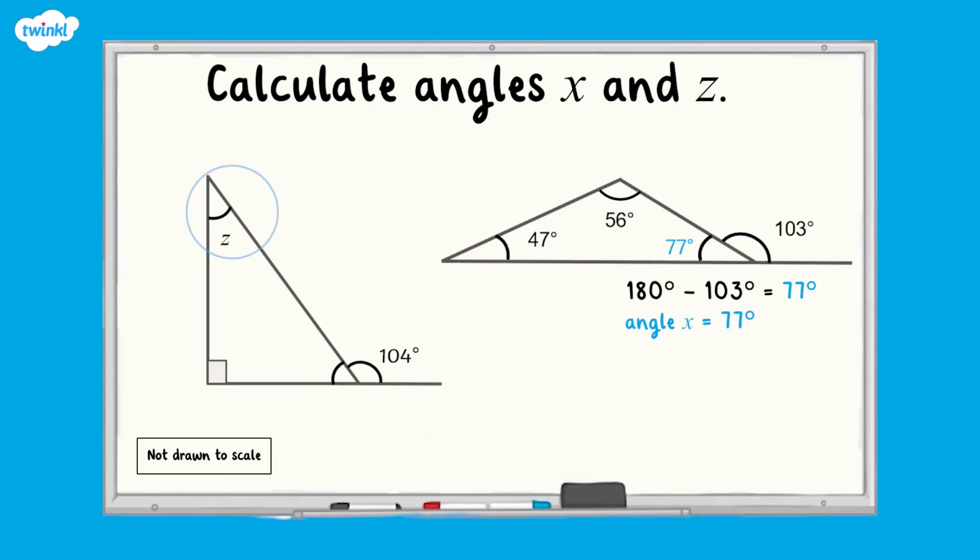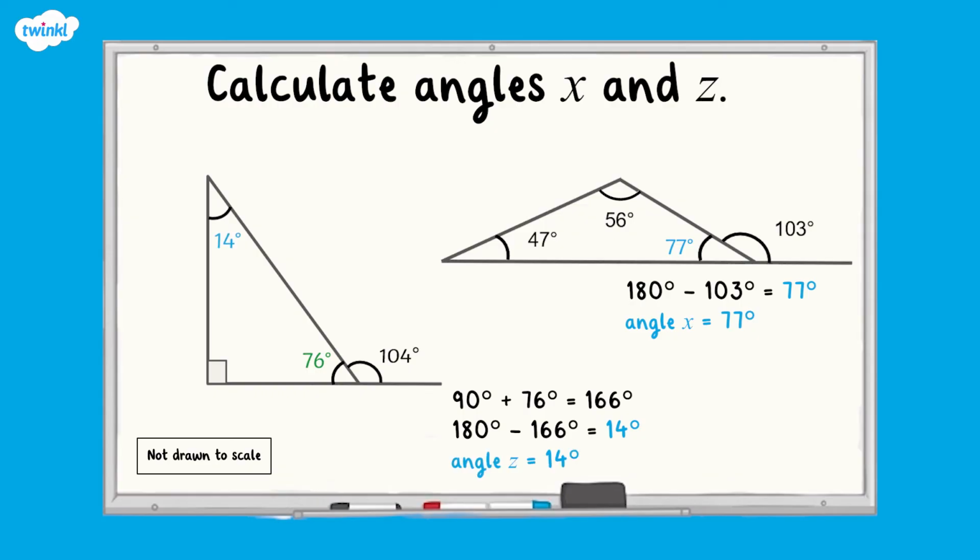To calculate angle z, we need to do a little bit more work. Before we can calculate angle z, we need to find the other missing angle in the triangle. Angles on a straight line equal 180 degrees. So 180 degrees subtract 104 degrees is equal to 76 degrees. So the other missing angle is 76 degrees. Now that we know this, we can calculate angle z. 90 degrees, as there's a right angle in the triangle, add 76 degrees is equal to 166 degrees. 180 degrees subtract 166 degrees is equal to 14 degrees. Angle Z is equal to 14 degrees.